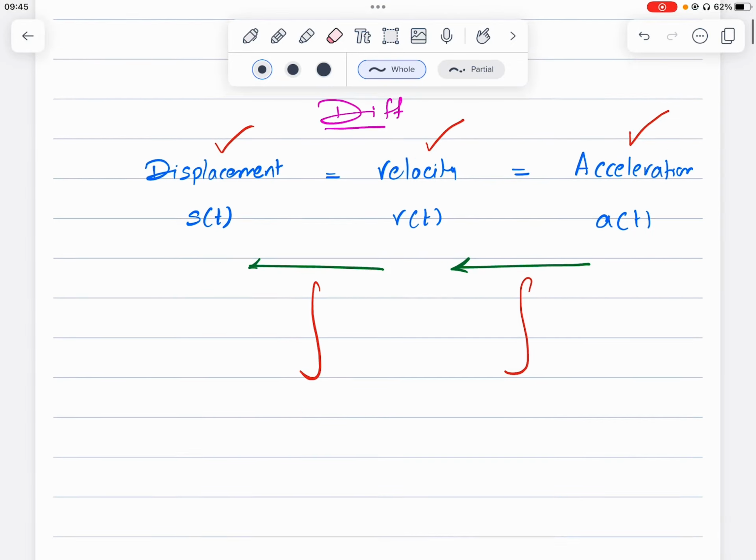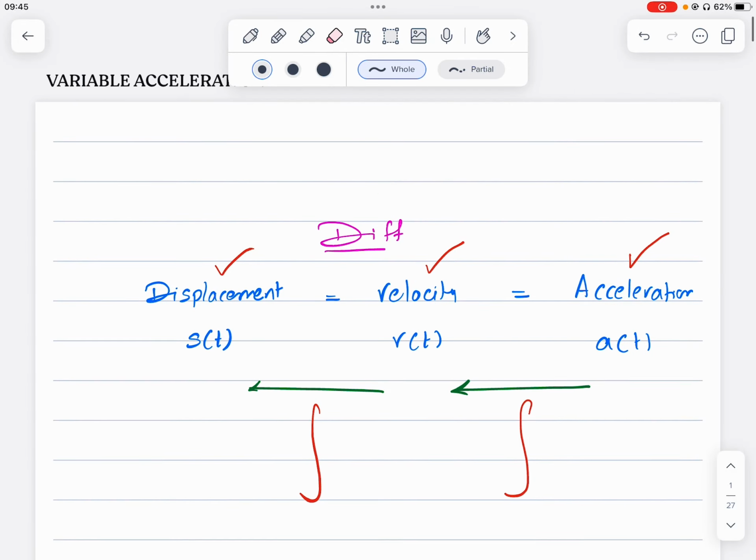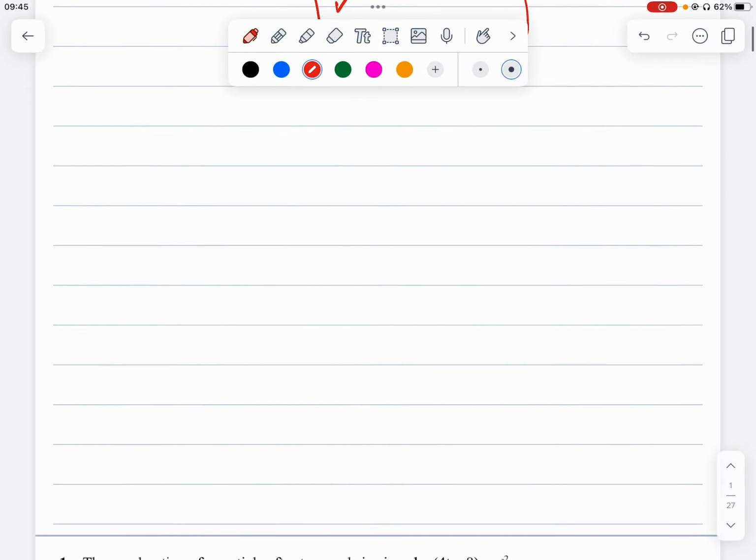So welcome. This is a video based on variable acceleration, in which if we have displacement and we find the derivative of displacement, it becomes velocity. And if we find the derivative of velocity, it becomes acceleration. Then we want to get it back. Then the acceleration's integration gives you the velocity, and velocity's integration will give you the displacement.